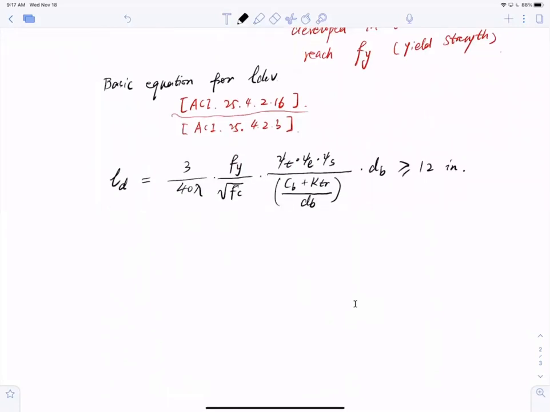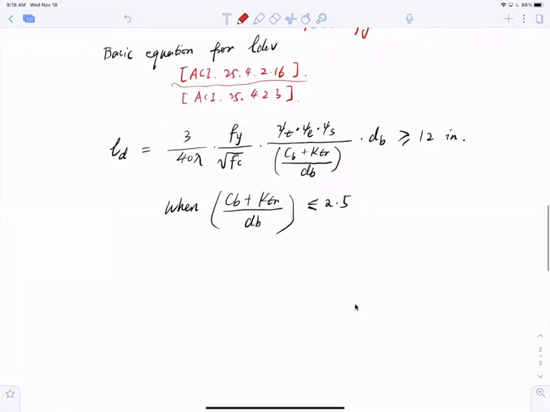And then there is another requirement: when you want to use this equation, you need to ensure this coefficient at the bottom here, CB plus KTR divided by dB, this whole thing has to be smaller or equal than 2.5. If you feel confused about what this is, you can simply understand this factor as a confinement factor or confinement effect.